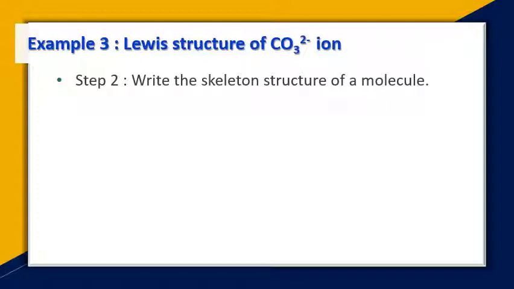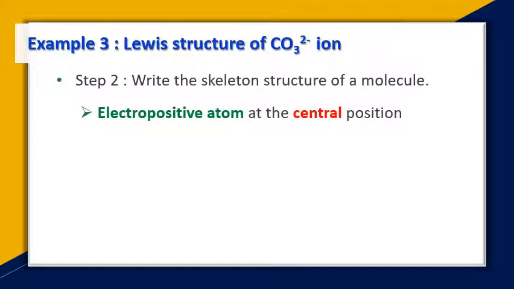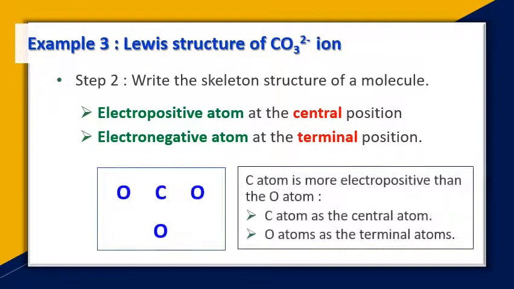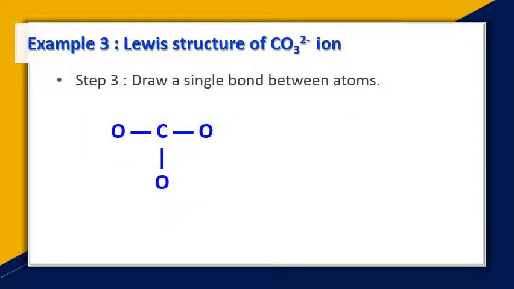The second step is to write the skeleton structure of the molecule. We have to decide the central position and the terminal positions of the atoms. Since the carbon atom is more electropositive than the oxygen atom, the carbon atom will be the central atom and the oxygen atoms will be the terminal atoms. Next, draw the single bonds between the atoms.